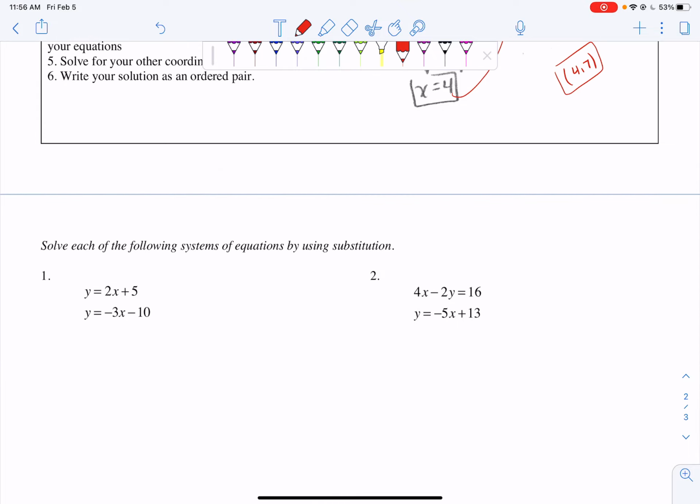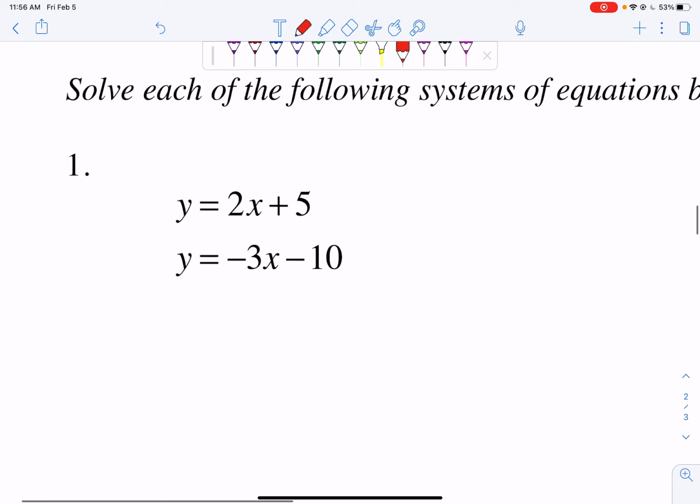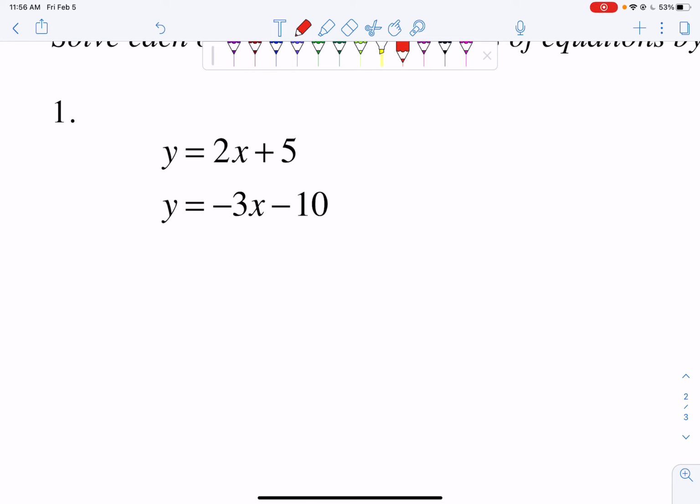Solve each of the following systems of equations by using substitution. If you look in our first example, we have y equals 2x plus 5 and y equals negative 3x minus 10. I said this before. Whenever you have y equals and y equals, or x equals and x equals, you just set your two equations equal to each other. So let's just write a quick note. Set equal to each other.